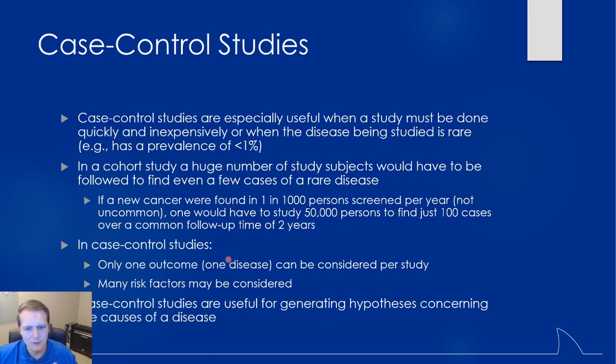Again, case control studies are good for generating hypotheses. Maybe it'll show some causes of a disease, but they're really better for generating hypotheses. Cohorts are a little bit better at being able to test hypotheses.